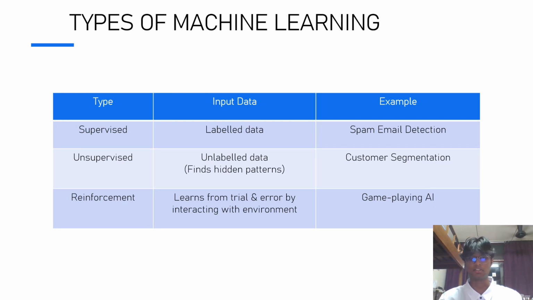So there are 3 main types of machine learning. Firstly, supervised machine learning, which learns from labeled data. Then secondly, there is unsupervised machine learning, which learns from unlabeled data. So the goal for it is to find hidden patterns that might not be apparent to humans. Lastly is reinforcement learning, which is different from both previous, where it learns from trial and error by interacting with the environment with a reward system.